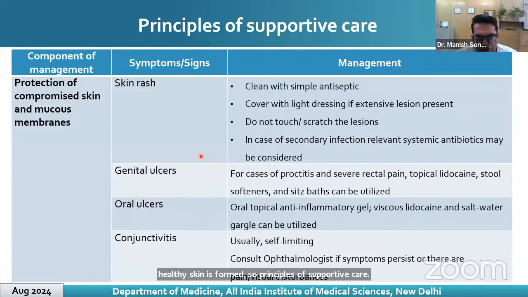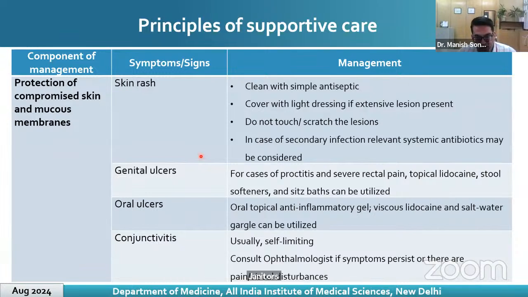So the principles of supportive care, I will just quickly run through. Everyone is very well adapted with this. Skin rash: clean with a simple antiseptic. Cover with a light dressing if extensive lesions are present. Encourage not to touch or scratch the lesions. Secondary infections: identify early, give systemic or topical antibiotics as required. Genital ulcers, particularly, this one is something important.